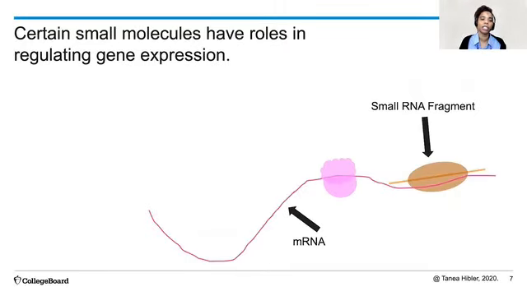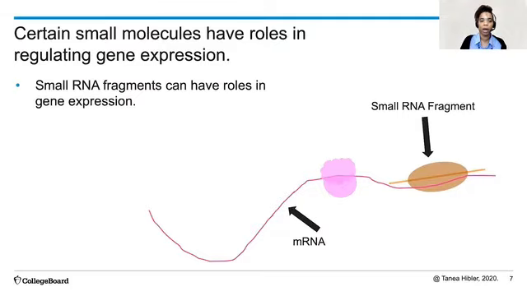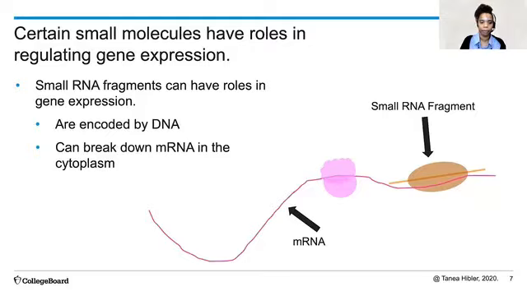In addition, certain small molecules have roles in regulating gene expression. Small RNA fragments have roles in gene expression, and they can be encoded by the DNA. They can break down messenger RNA that's in the cytoplasm by recognizing and binding to the messenger RNA. They also can block transcription by binding to the messenger RNA and blocking the ribosome from reading and finishing translation.